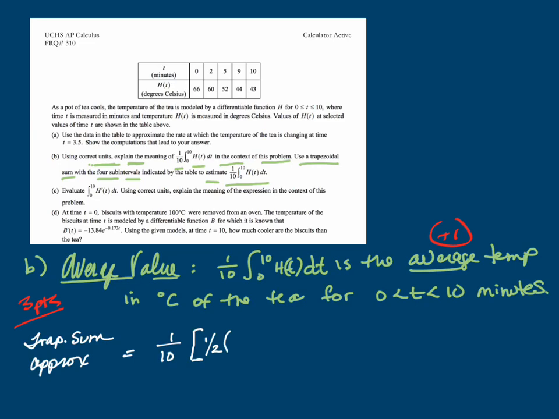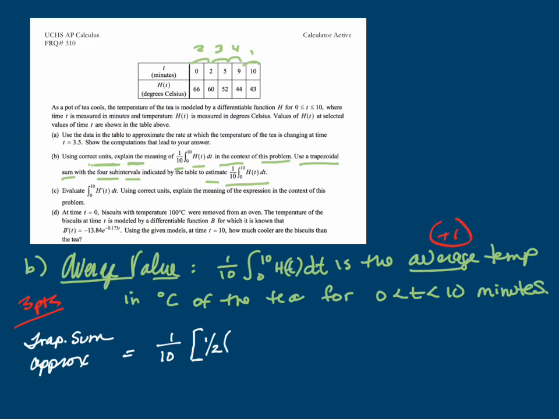So this would be, first let's get our distances. 0 to 2 is 2. 2 to 5 is 3. 5 to 9 is 4. And 9 to 10 is 1. So we have those.